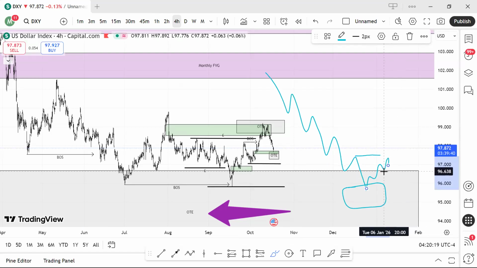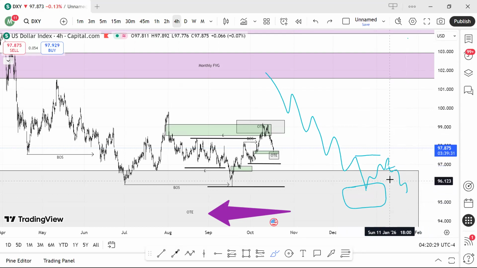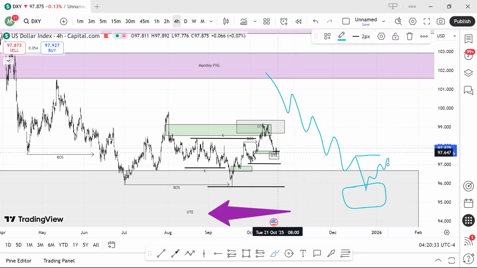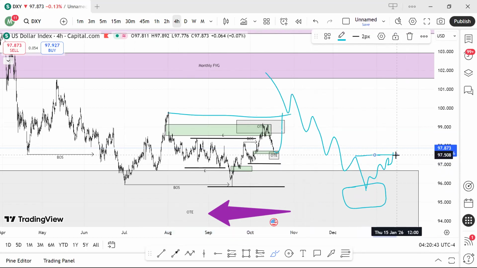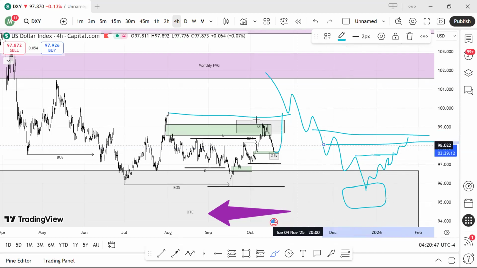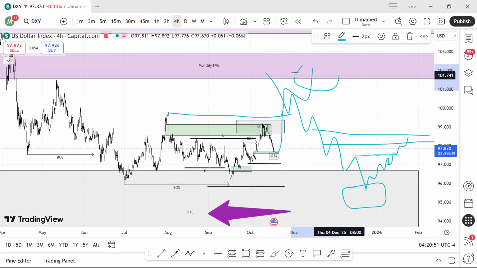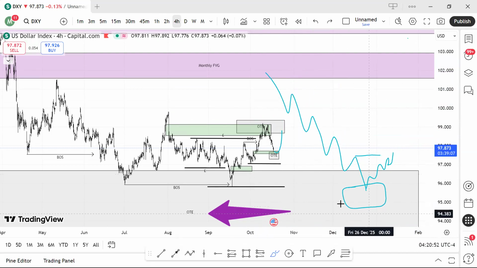So if it takes out the previous day's lows, then we're going to expect the continuation to the downside like this. But if it fails to take out the previous day's lows and then decides to buy from here, and takes out the previous highs, then you're going to see that the market is going to keep pushing to the upside, targeting those internal bearish fair value gaps, which are these ones. So this is how, guys, I'm seeing the DXY.